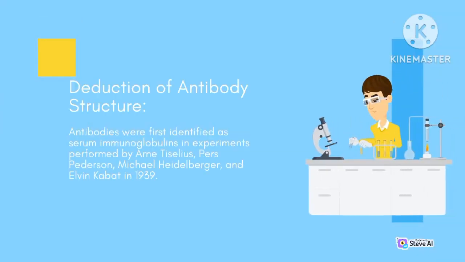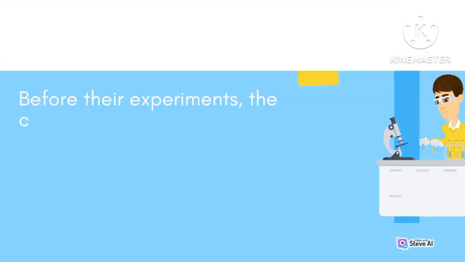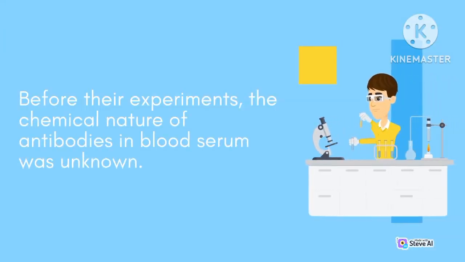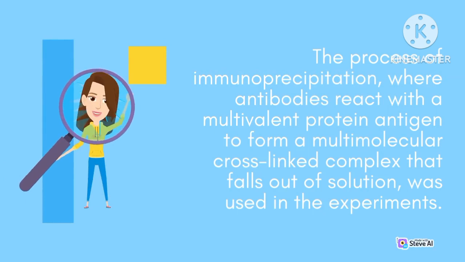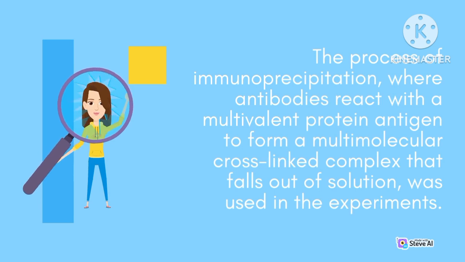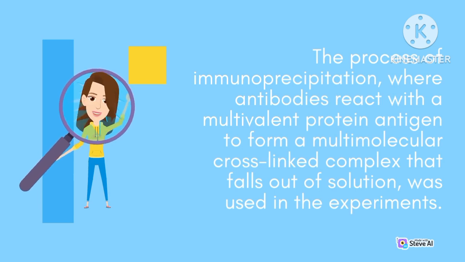Deduction of antibody structure. Antibodies were first identified as serum immunoglobulins in experiments performed by Arne Tiselius, Perce Peterson, Michael Heidelberger, and Elvin Kabat in 1939. Before their experiments, the chemical nature of antibodies in blood serum was unknown. The process of immunoprecipitation, where antibodies react with a multivalent protein antigen to form a multimolecular cross-linked complex that falls out of solution, was used in the experiments.